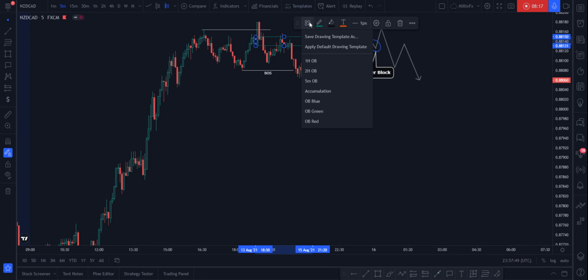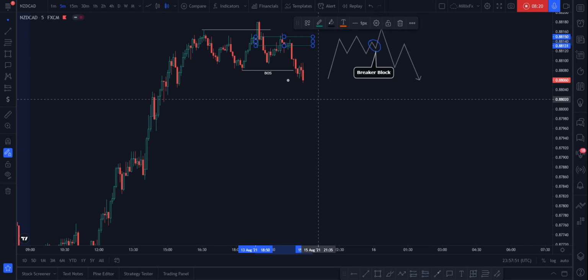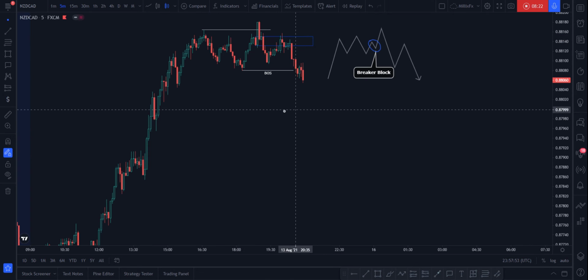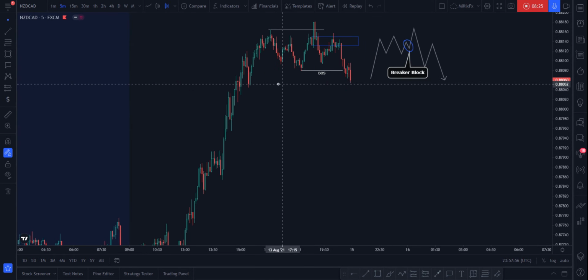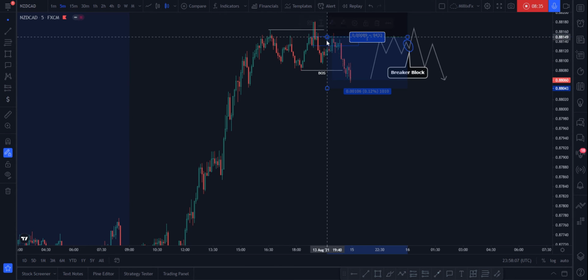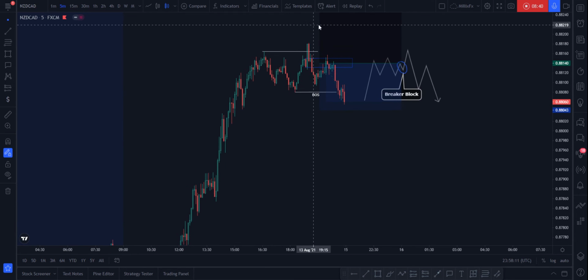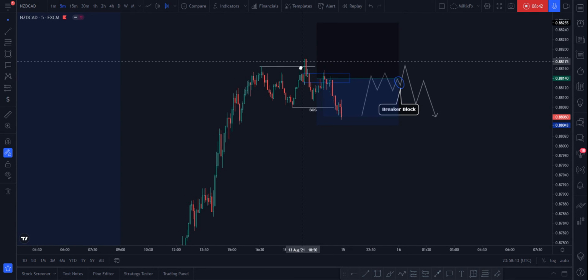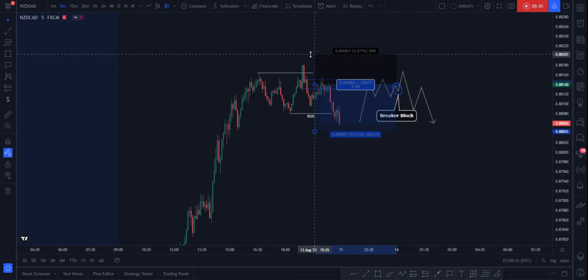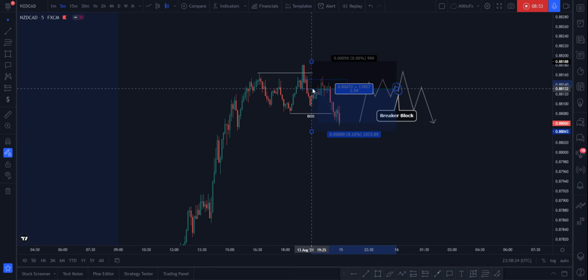Let's change it to blue for good experience. So I see the breaker block was respected nicely. So if you are to trade this, I got stop loss. Your entry can just be here if you want, or you can put it in the middle of that breaker block. Okay, and then your stop loss probably below the liquidity purge. And you can see from a local standpoint, this is where my stop loss would have been, a 4 pip stop loss.